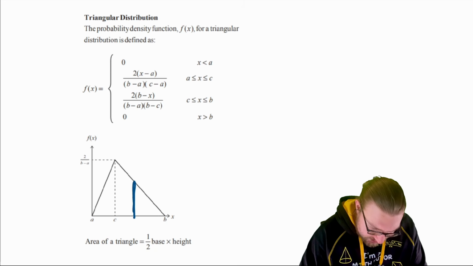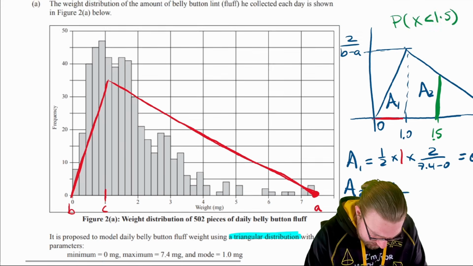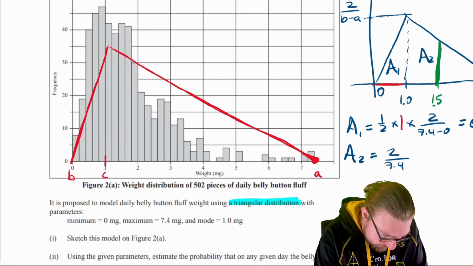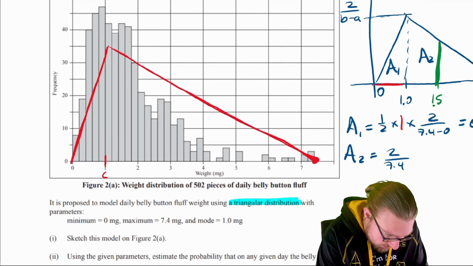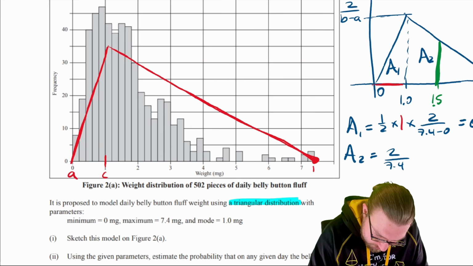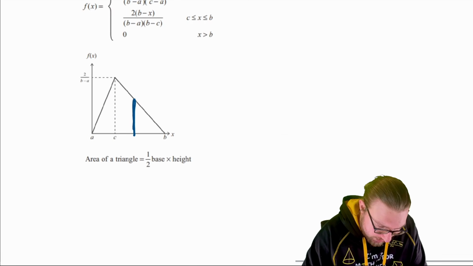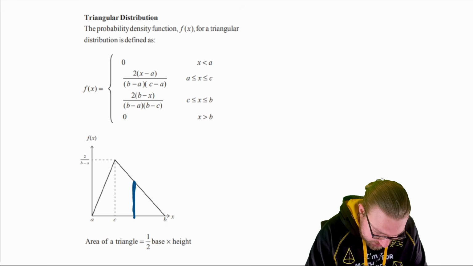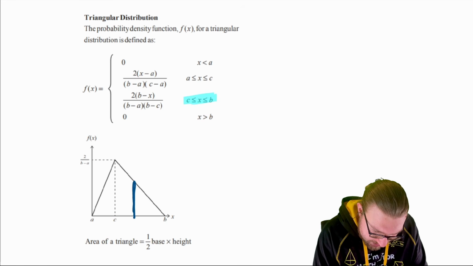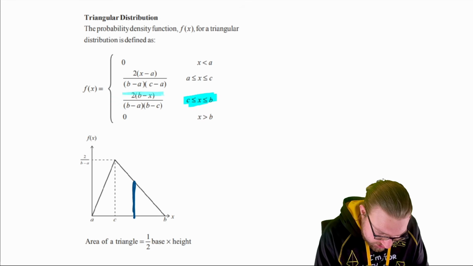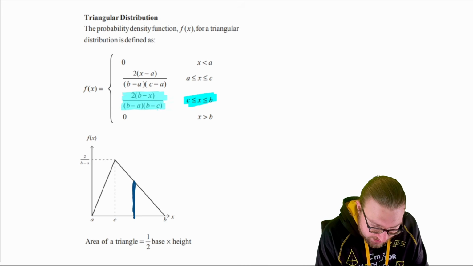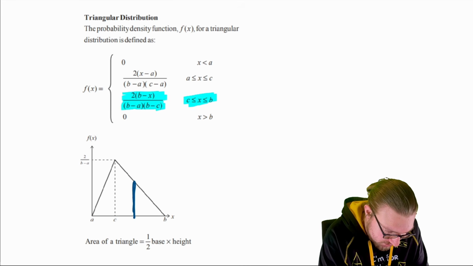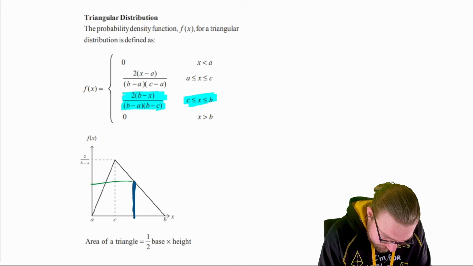No, that's correct. I just wrote it incorrectly on here. Yep, that's correct. So it should be A and B in this order. There we go. Sorry about that, guys. Okay, so what we're interested in here is between C and B, which is this one here. So we need to use this formula to find the height. This will give us the height over here, this number here.